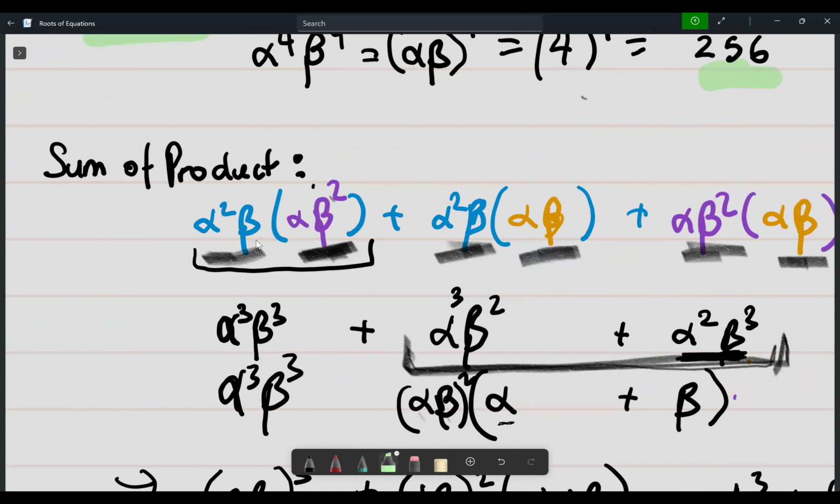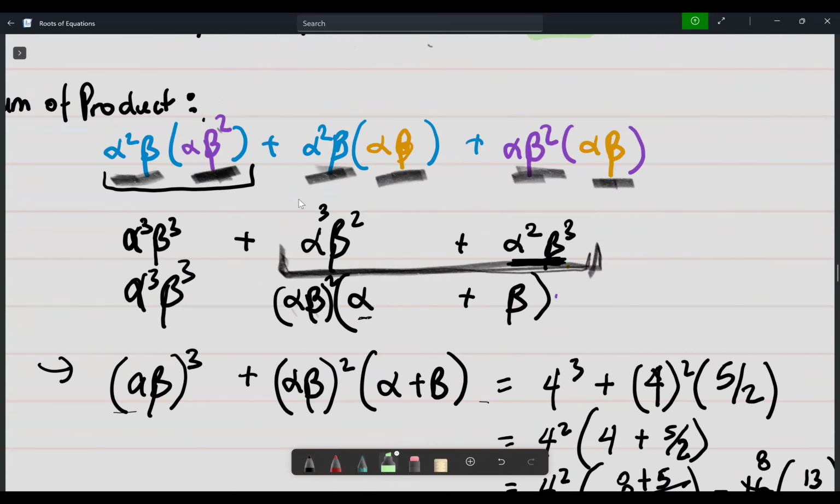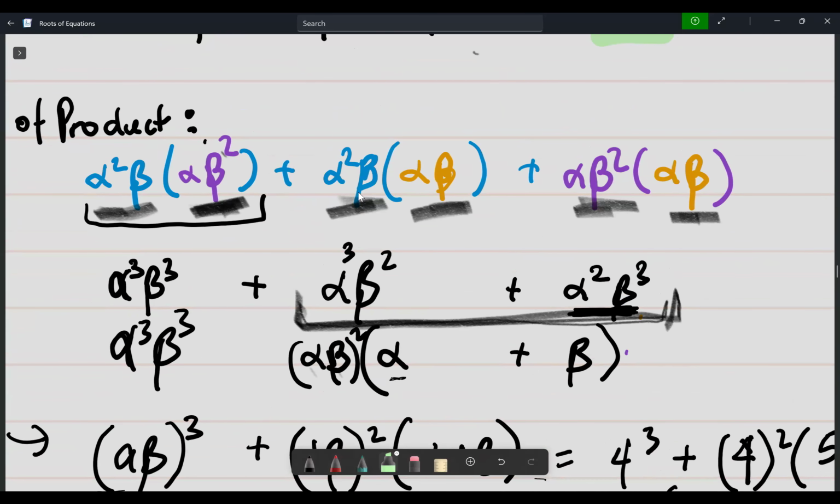Now we need to find the sum of products. This is when oftentimes the question gets quite difficult. So we multiply them individually, so it's pairwise. This gives us alpha cubed times beta cubed.